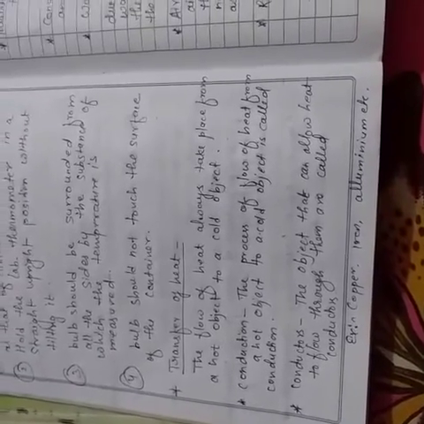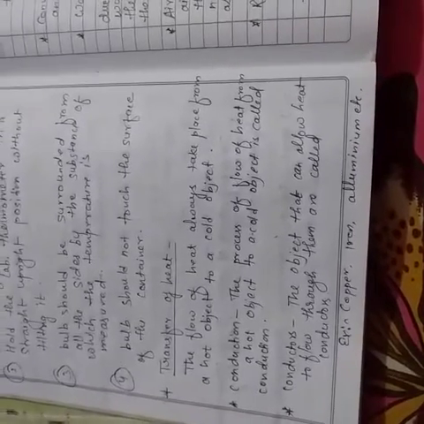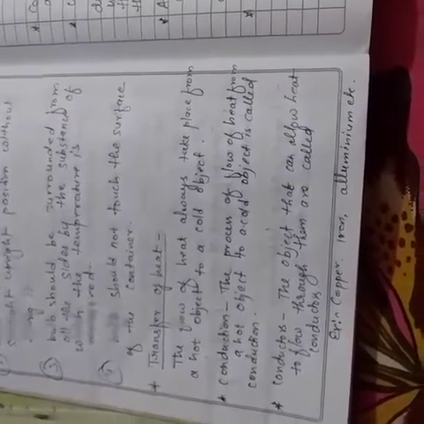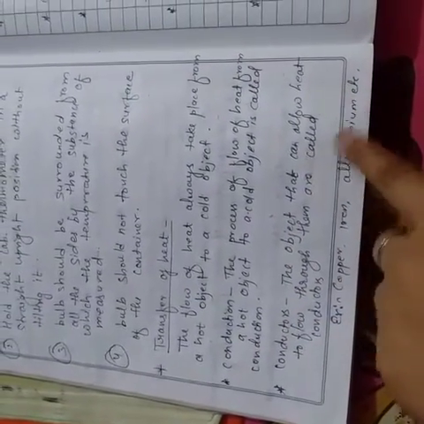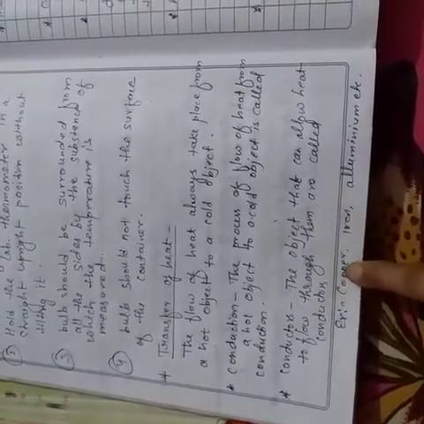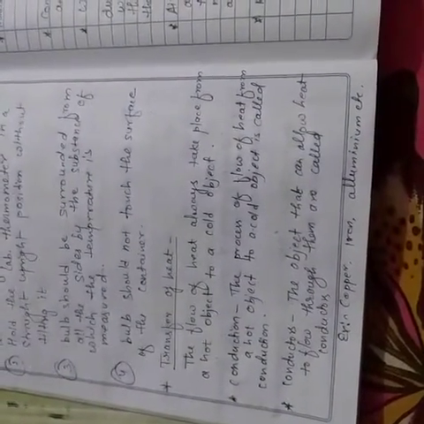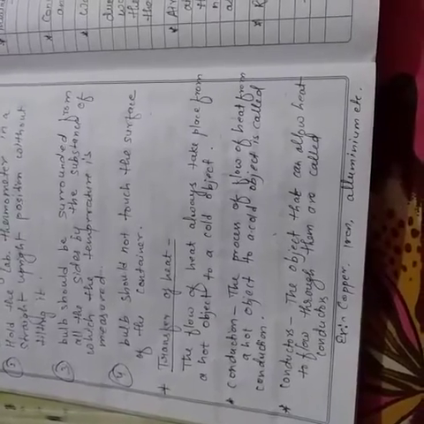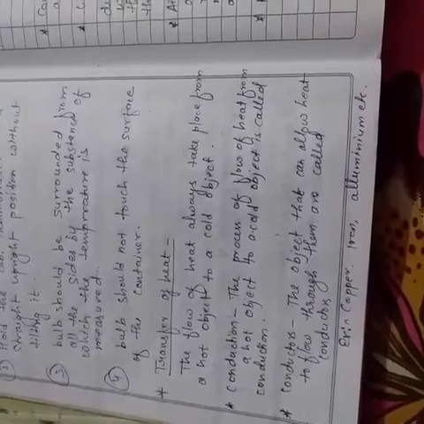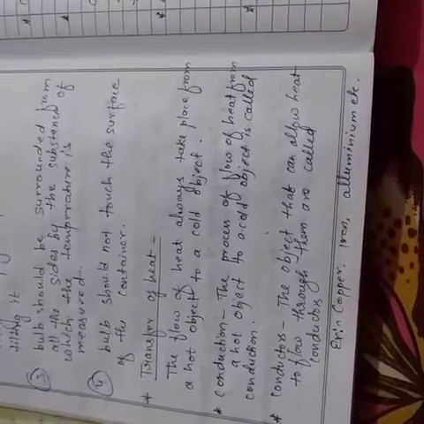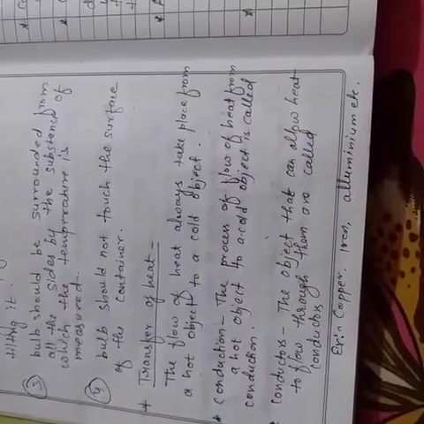Now some objects tell us whether they allow the heat to transfer or not. The first one is conductor. The objects that allow heat to flow through them are called conductors. Examples: copper, iron, aluminum. For example, the utensils we use in our kitchen in daily life to make food are made of iron, copper, aluminum. We use them for cooking food.